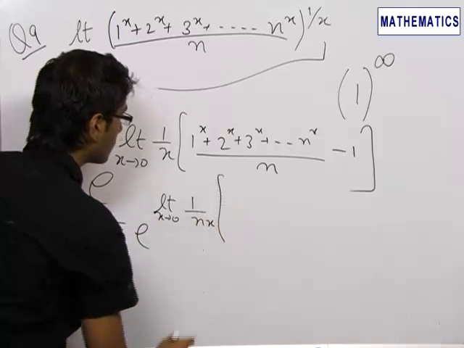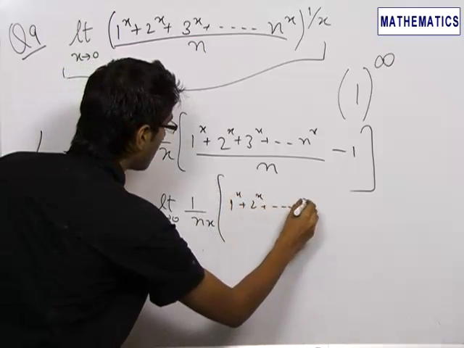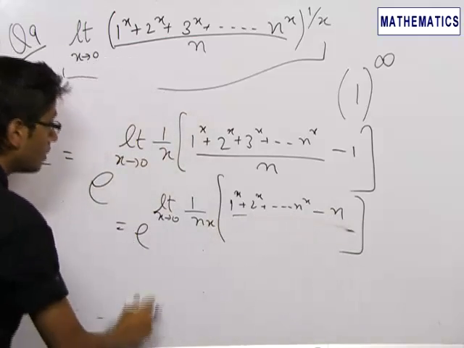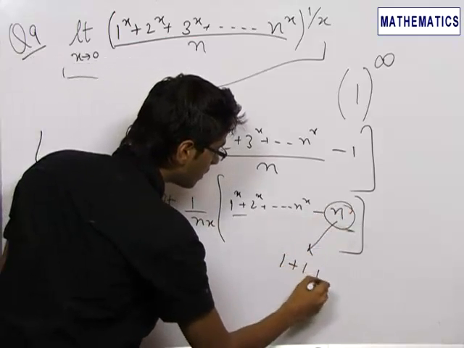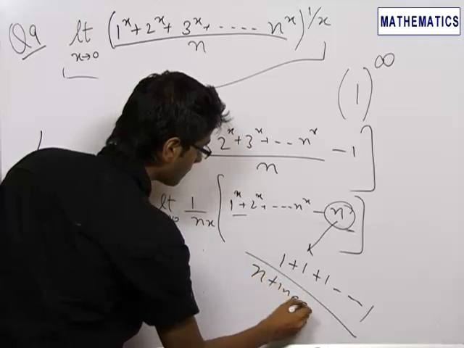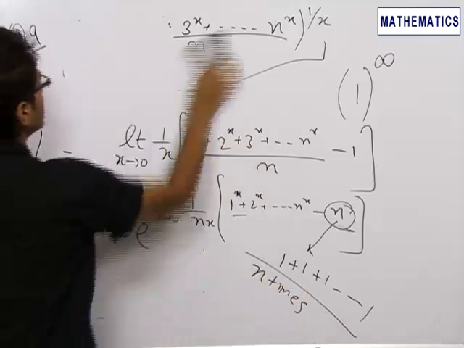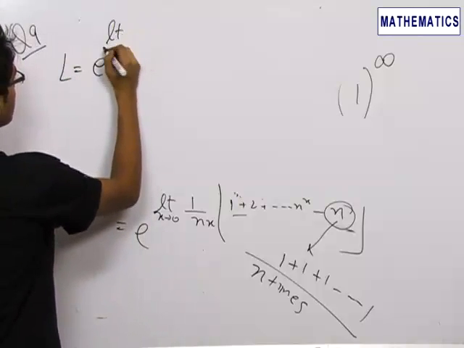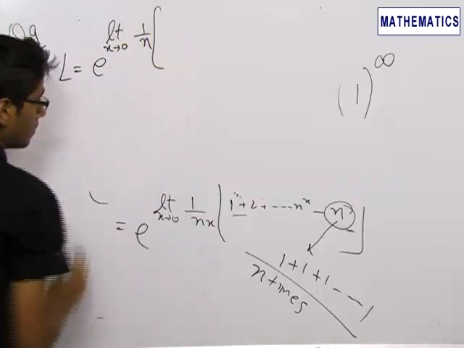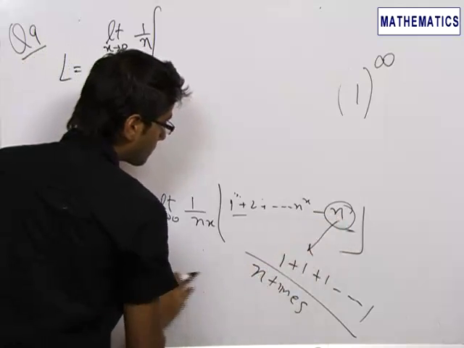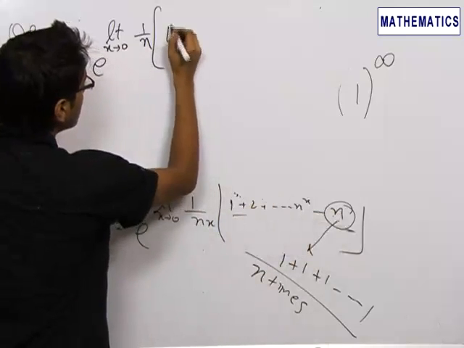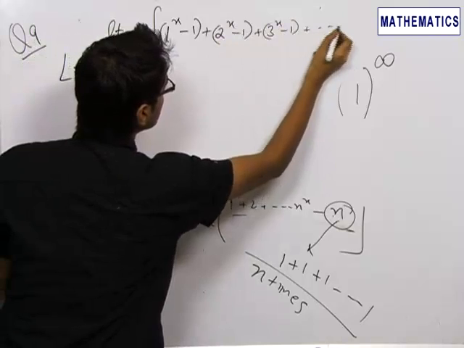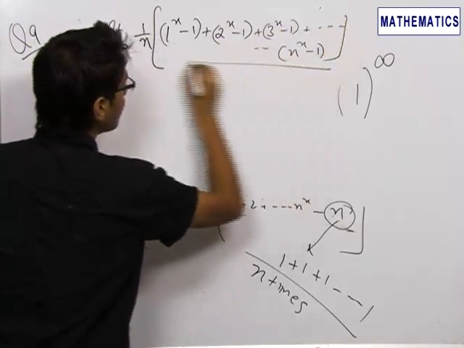So this becomes e power limit x tending to 0 of 1 upon nx into (1 power x plus 2 power x up till n power x minus n). Now this n can be split into 1 plus 1 plus 1, n times. So splitting this n, we'll get L is equal to e power limit x tending to 0 of 1 upon n. This can be split into 1 plus 1 plus 1, n times, and taking each of the 1s with each of the terms, we get (1 power x minus 1 plus 2 power x minus 1 plus 3 power x minus 1 up till n power x minus 1) whole divided by x.